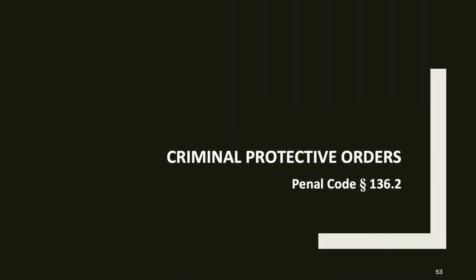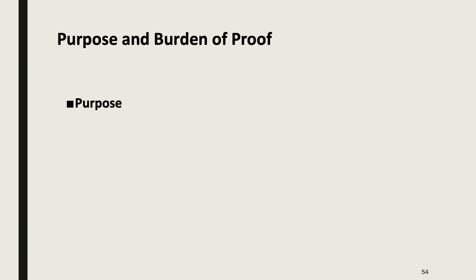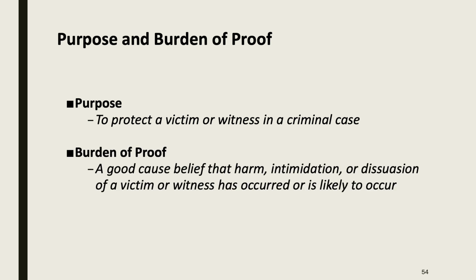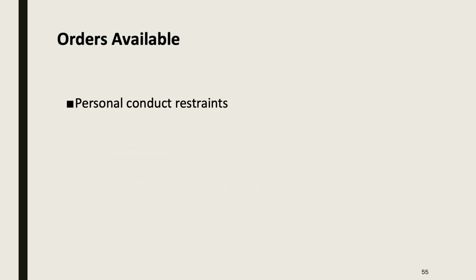Well, the last protective orders we're going to talk about are the ones that probably we don't think about so much in the civil background, but we do think about them in a criminal setting, and that is the criminal protective orders, Penal Code Section 136.2. The purpose of criminal protective orders is to protect a victim or witness in a criminal case, and the burden of proof is a good cause belief that harm, intimidation, or dissuasion of a victim or witness has occurred or is likely to occur. What kind of orders are available?